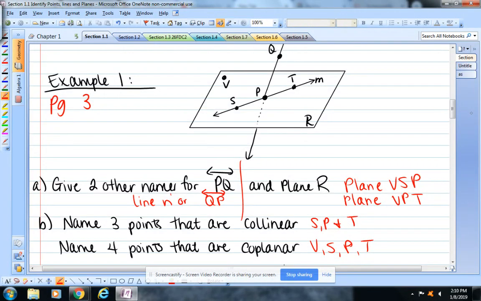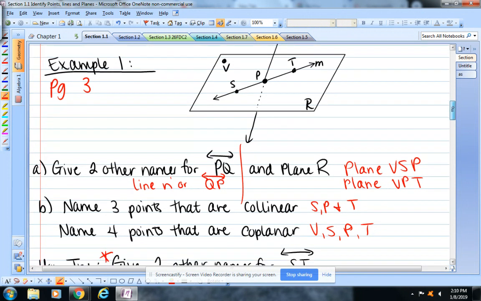Y'all doing all right? Is it clicking a little? Yeah, that light's going to go one day. All right.